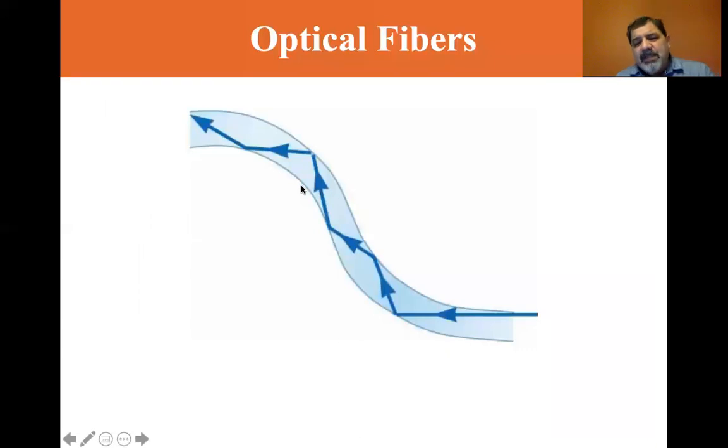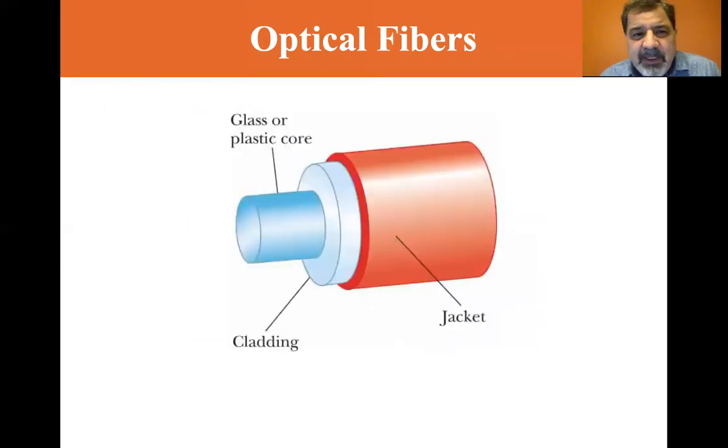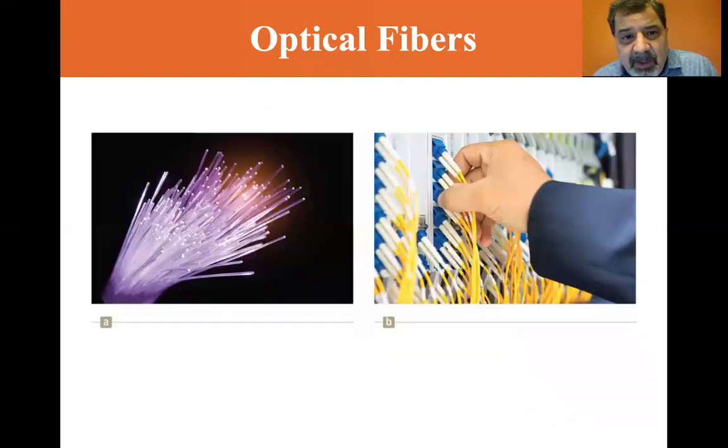Okay, optical fibers. Optical fibers use the principle of total internal reflection. So you see that you have the light bouncing off the sides of the fiber optic. You have the glass or plastic core, you have the cladding, and you have a jacket. If I find my fiber optic, I'll bring it to class and demonstrate it to you, how you can see the light, even though it just looks like a cable.